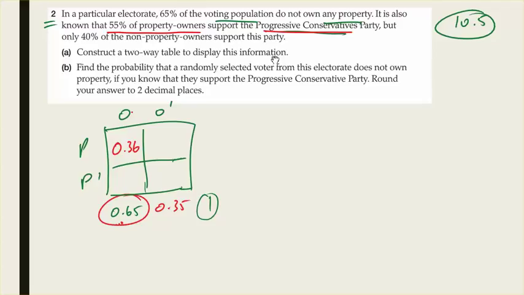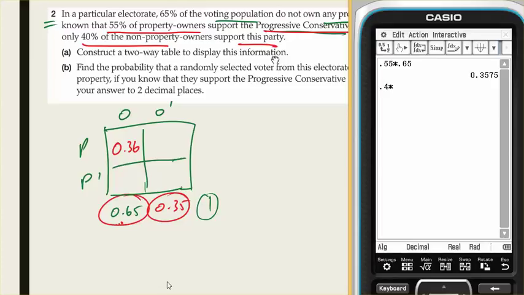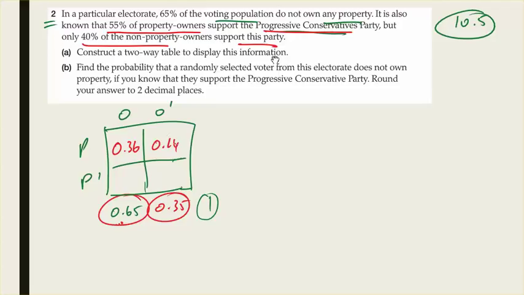Now we're also given another piece of information: only 40% of non-property owners support this party. So non-property owners is here, and only 40% of them support the party. So we're trying to find 40%, 0.4, of 35%. That is 0.4 times 0.35, which gives me 0.14. So 0.14 here. When I add it together, I get 0.5.